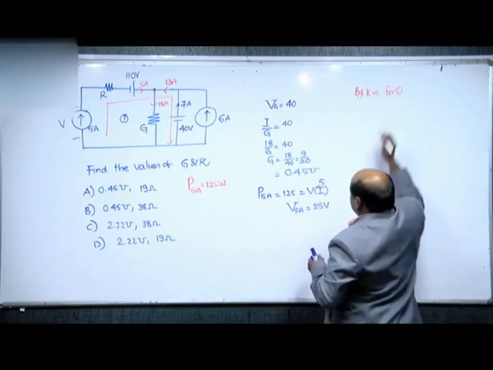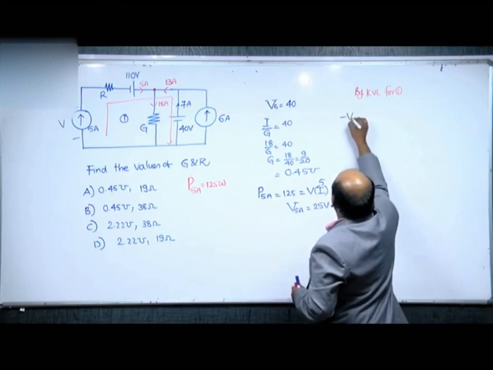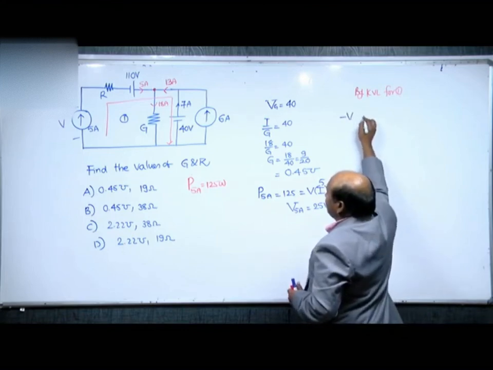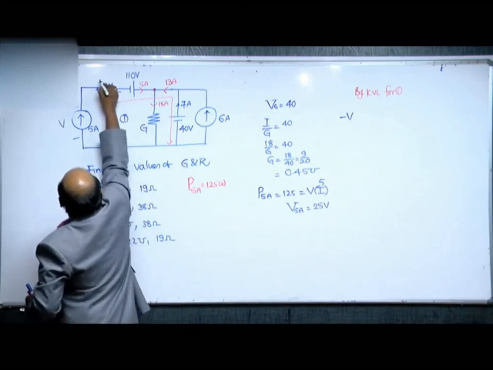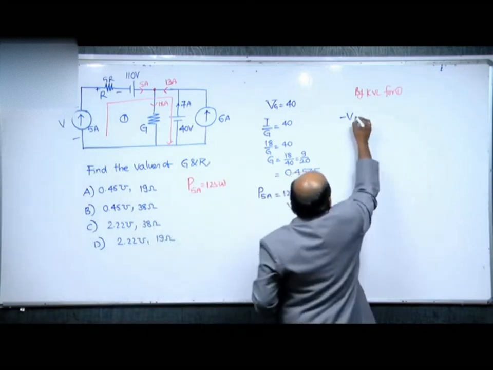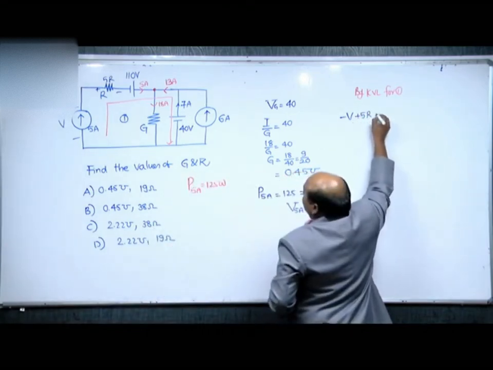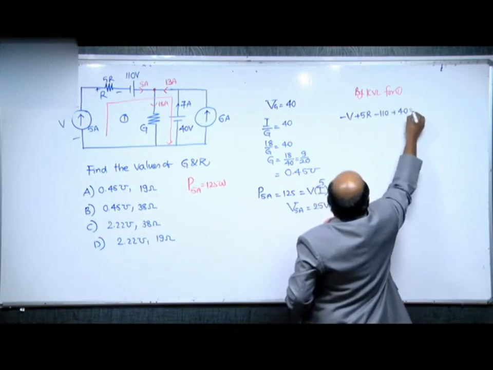Once you obtain the 25 volts, by KVL for this closed path, I can obtain the R value. I can take by KVL minus V while taking the starting terminal. The same current is existing here, this is positive to negative. This voltage I can take as 5 times R, that is plus 5R, and minus 110 volts and plus 40 is equal to 0.